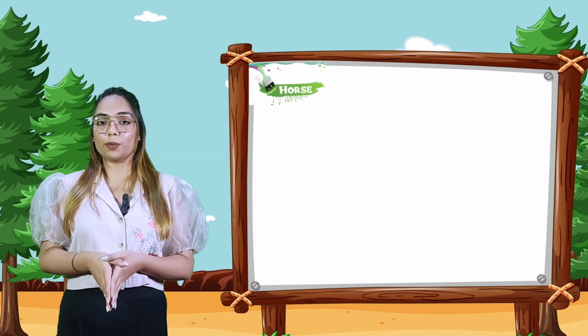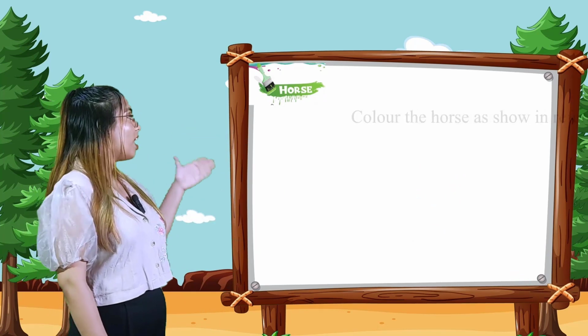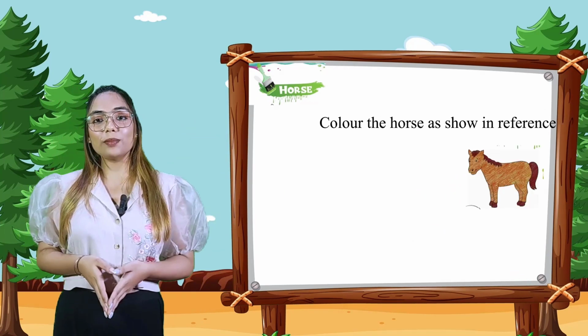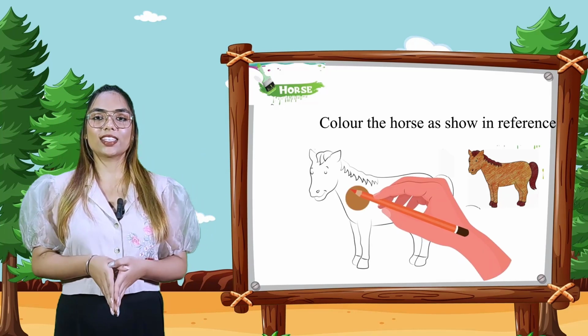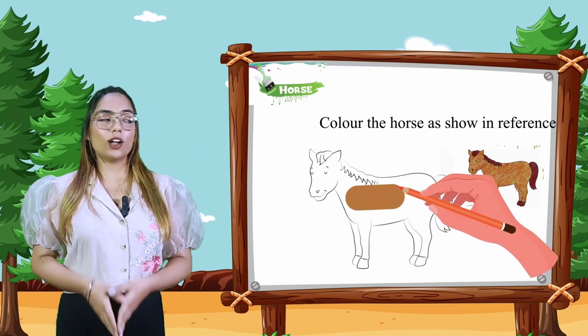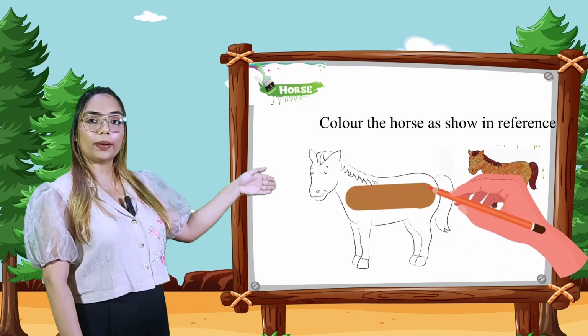Let's move on to the next picture. Over here we have another animal. What animal is this? Yes, it is a horse. Color the horse as shown in the reference over there.